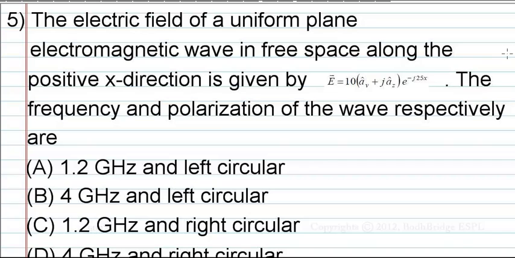This topic, polarization, is a very important topic in the electromagnetic subject. Mostly 2 marks questions come from this topic, that is, find the polarization. First of all, note this point. Polarization is always found only with respect to the electric field.